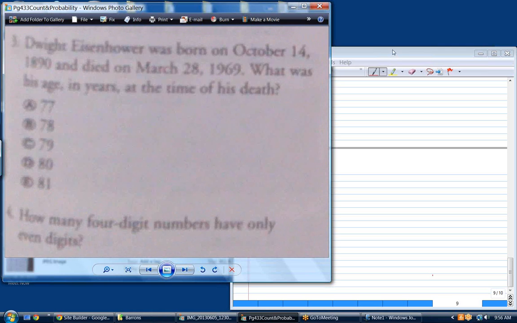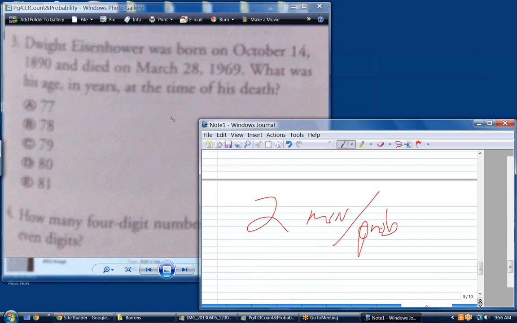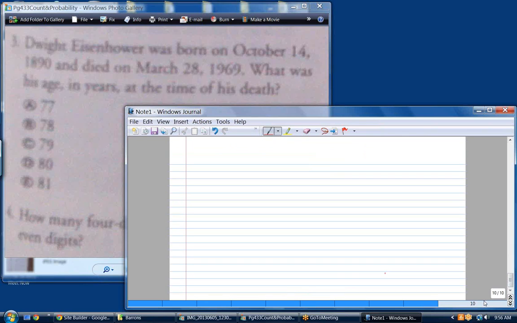Okay. Whoops, hold on. This is a little more of an easier counting problem.